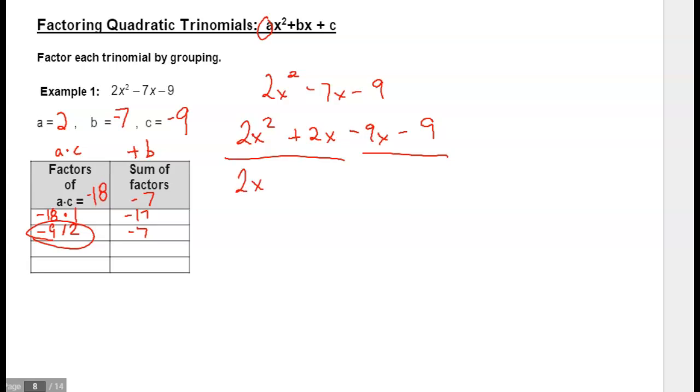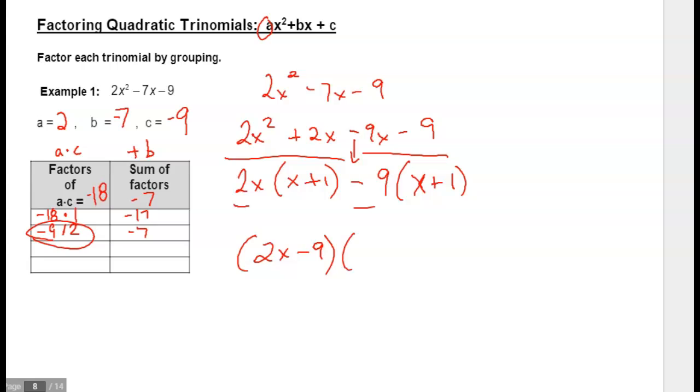So I'm going to pull out now a 2x, and that's going to leave me x plus 1. And over here, I'm going to drop this negative down, and I'm going to pull out a negative 9, which again, a little bit tricky thinking here, but it will leave me x plus 1, because negative 9 times x, negative 9x, negative 9 times 1, negative 9. Okay. And since we have a common group here, we can merge everything together. 2x minus 9 and x plus 1.